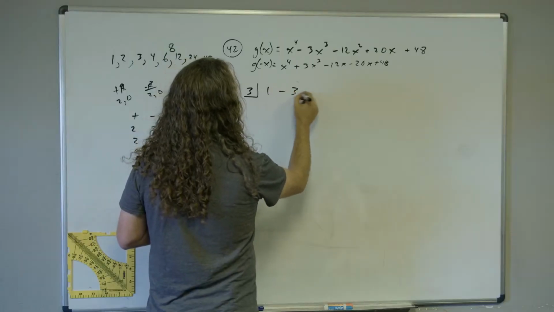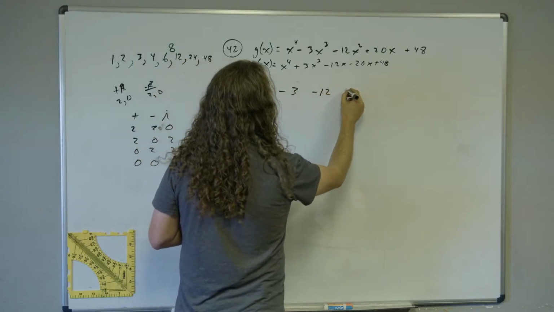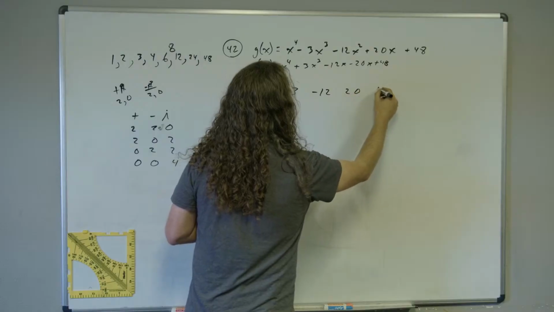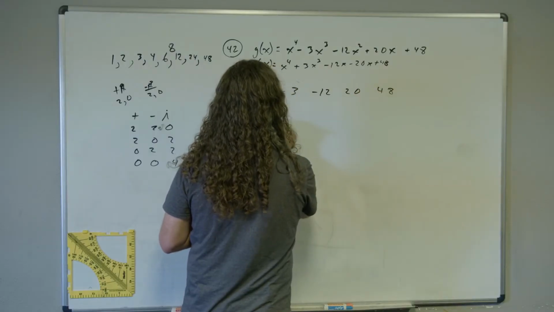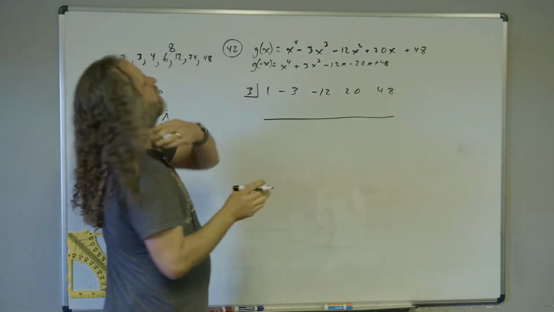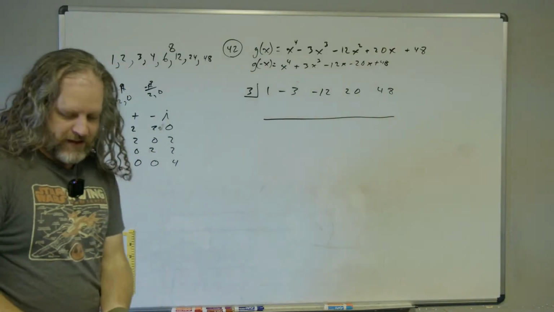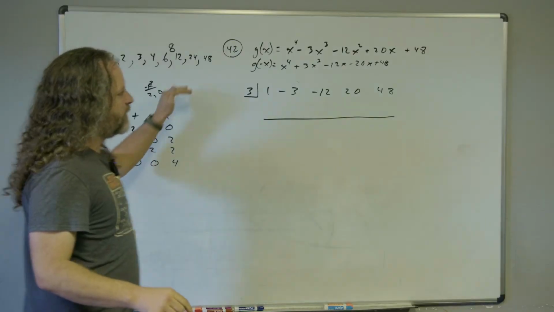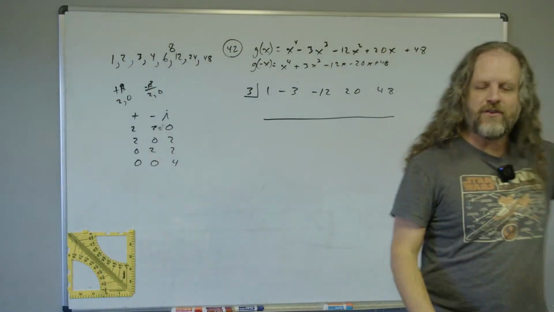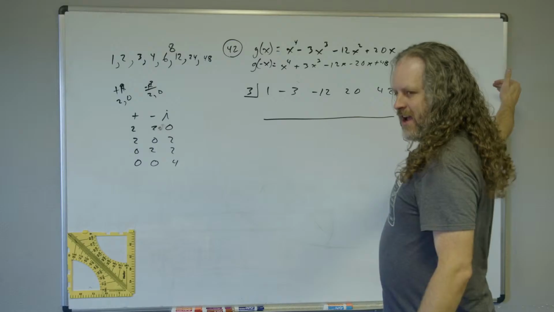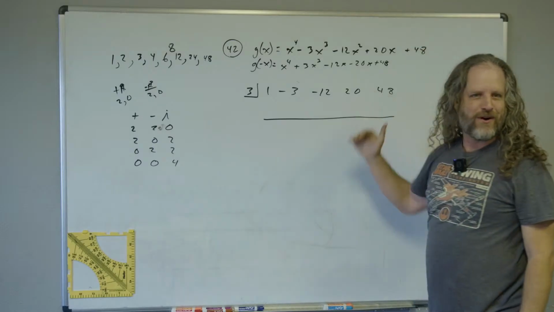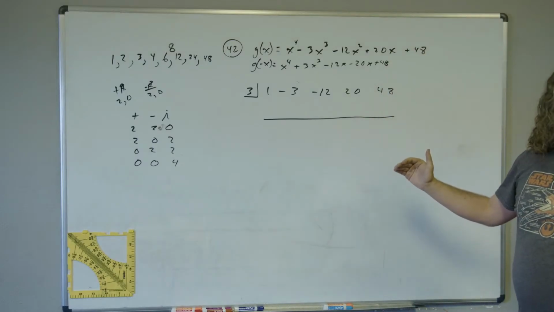1, -3, -12, -20, 48. Something that is worth noting that is easy to do, and some people will tend to do this, and if this is a mistake that you tend to make, after you do the negative one, scratch it out so you don't accidentally copy the wrong things.